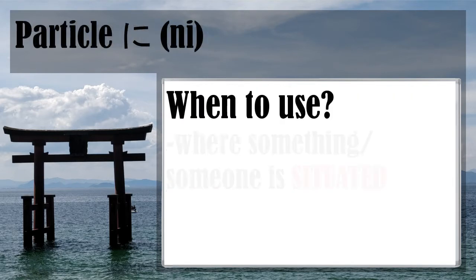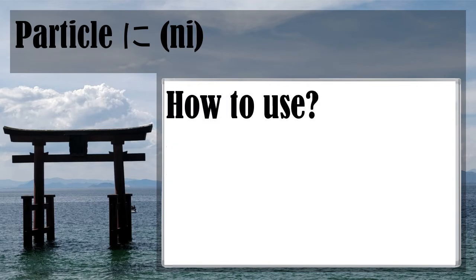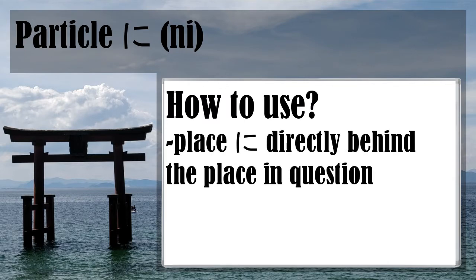First off, the particle ni. When you want to specify just where something is or where someone is situated and nothing more, then you can use the particle ni. As with most particles, you put the particle ni right behind the place name, just like the particle o comes right behind the direct object, or the particle ga comes right behind the subject.